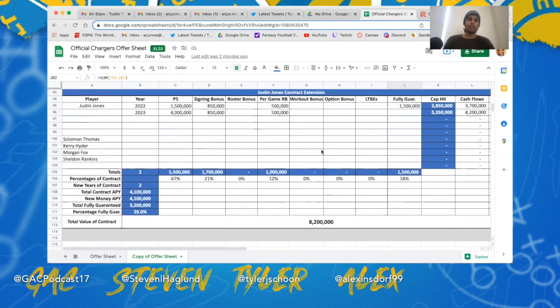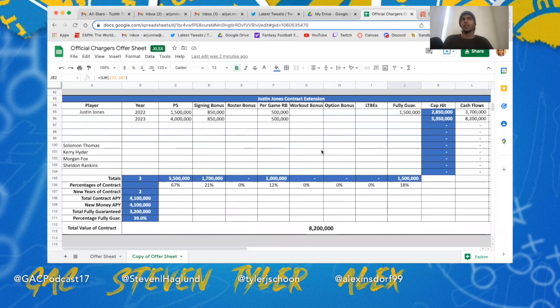So to wrap it up, let's talk about Justin Jones. I think, again, most Charger fans don't really seem to want him back. You can correct me if I'm wrong. I'm okay with bringing him back, again, at the right price.